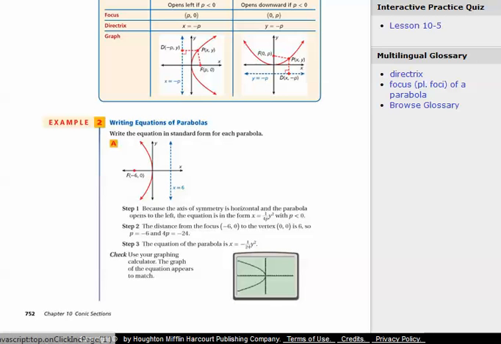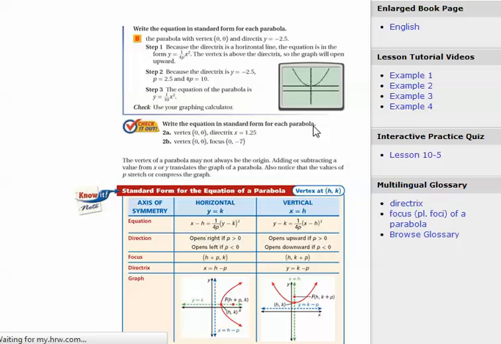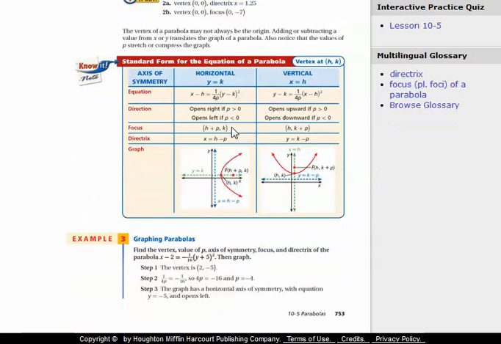Okay, here's another one. Same kind of thing, and they give us some information about the graph, and we want to come up with the equation. Same thing, we can take a look at the distance to find P, and then plug that into the formula to find our equation.